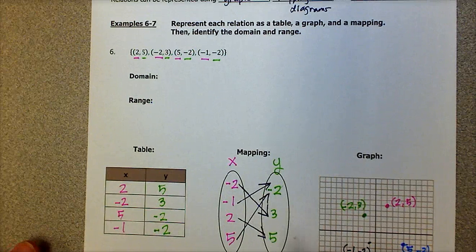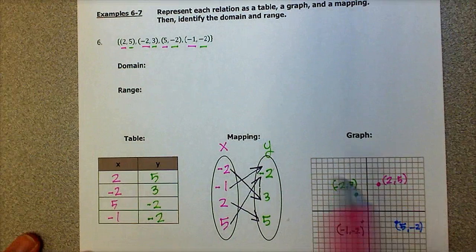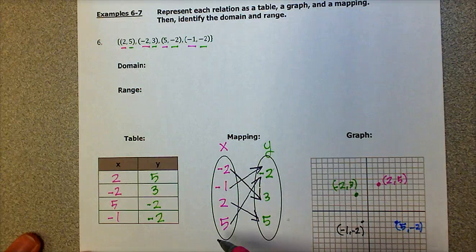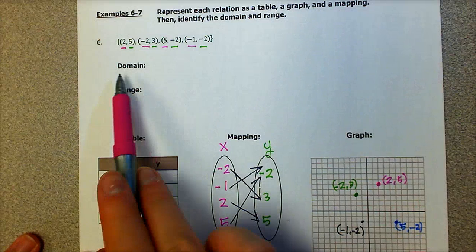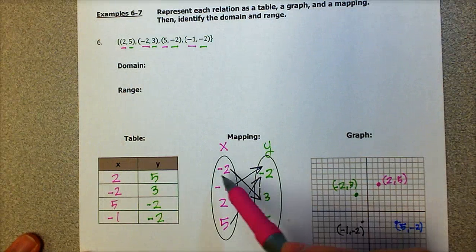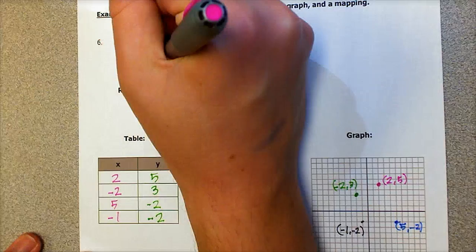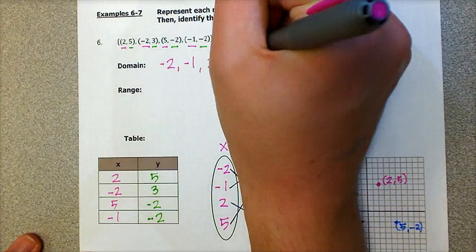Again, a domain is just referring to the set of x values. So my x values, you can find those in 3 different places. You can find them in the x column of your table, the first oval in your mapping diagram, or by looking at the first coordinate in each of your ordered pairs here. My x values for my domain, I'm going to list in numerical order, just like my mapping diagram. And again, those values are negative 2, negative 1, 2, and 5.